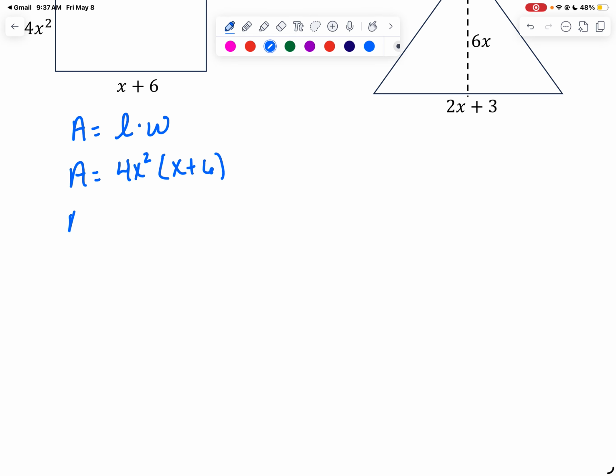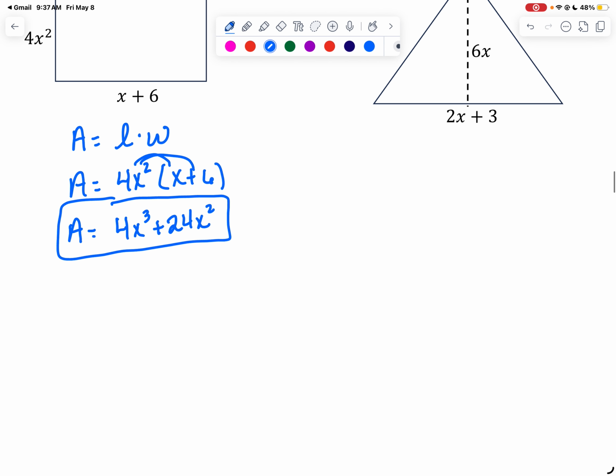All right, welcome back. Let's see how you did. I multiplied 4x squared times x to get 4x to the 3 power. Then I multiplied 4x squared times 6 to get 24x squared. So check your answer with mine. If you got any part of that incorrect, pause the video and fix it right now. If you got it right, let's move on to problem B.